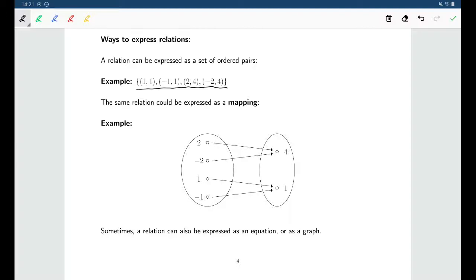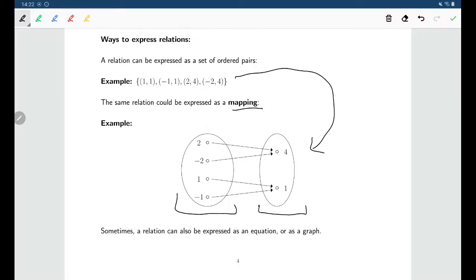1, 1, negative 1, 1, 2, 4, and negative 2, 4. Another way that you could do the same thing is to show a mapping, and in a mapping that's just a visual representation. So here we have the collection of all of our input values, all of those X values, and here we have the collection of all of the Y values, the output values. And you can see that these are exactly the same points as we had in the previous example. So for example, 2 mapping to 4, so 2 comma 4. We also have negative 2 mapping to 4, so negative 2 comma 4. And the other 2 points you can also see shown with those arrows.